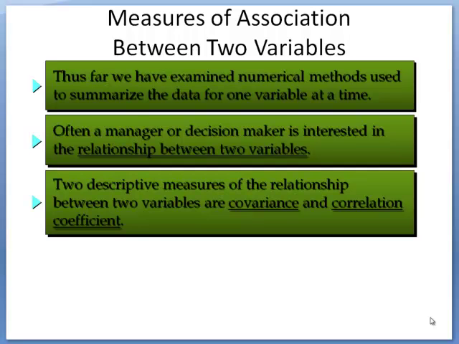Finally, for Chapter 3, so far we've been looking at only one variable at a time. But we may be interested in how two variables are related to each other. In this case, there are two descriptive measures we can use. They are the so-called covariance and the correlation coefficient.